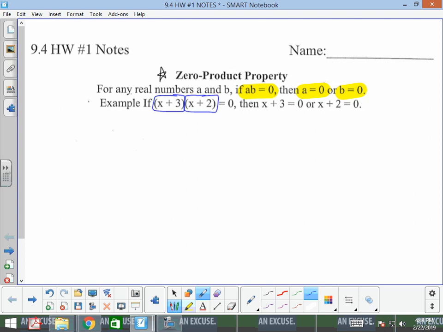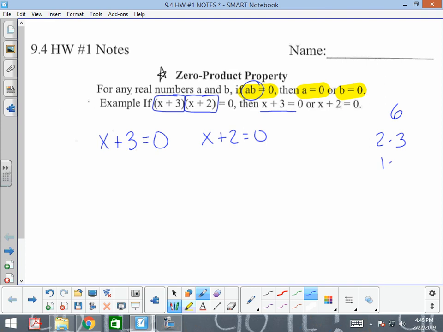So what we're going to do is take each factor and set it equal to 0. Remember, factors are just numbers that are multiplied together. A times B, A and B are factors. Factors of 6 are 2 times 3 and 1 times 6. When you see something being multiplied, those are called factors. So x plus 3 times x plus 2, those are factors. We take each factor, set it equal to 0, and then solve.